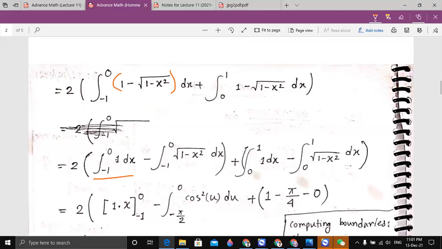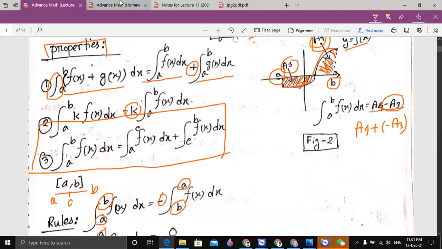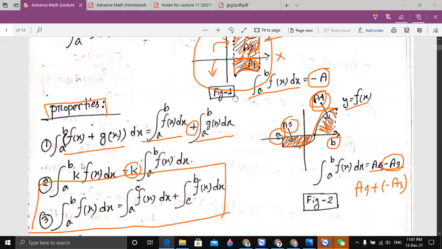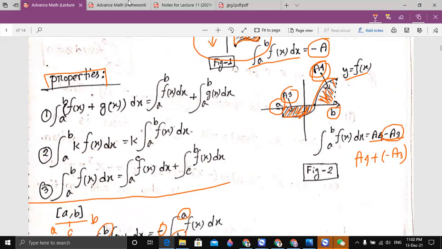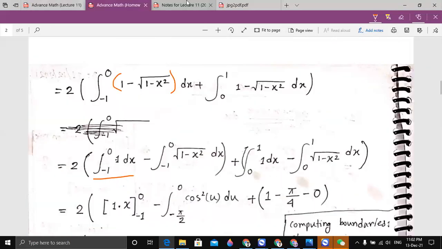You see here, okay, let me show you the formula. The formula is here, property 1. Integration from a to b of f of x plus g of x dx will be integration from a to b of f of x dx plus integration from a to b of g of x dx. So this is property 1. Guys, can you see here? Yes. Yeah. So according to property 1, we can write it this way.